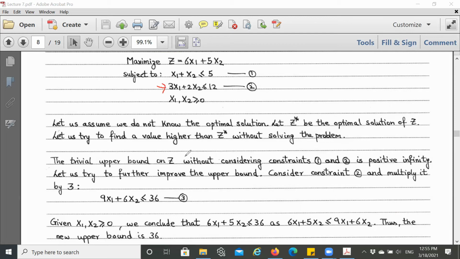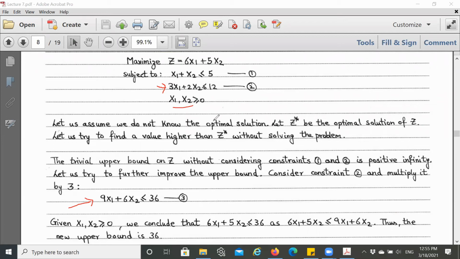So let's look at constraint 2. Let me multiply it by 3, and I'll tell you why I'm doing it. Multiply the whole thing by 3, and you get 9x1 plus 6x2 less than or equal to 36. So basically you get this new constraint, which is the same as this one. And we also know that x1 and x2 are non-negative.